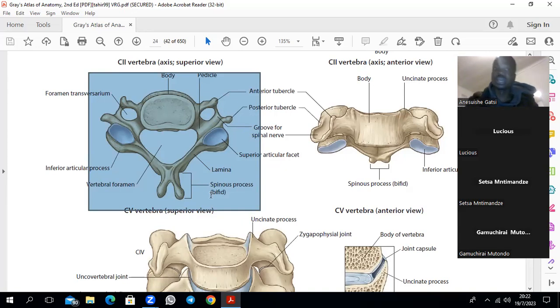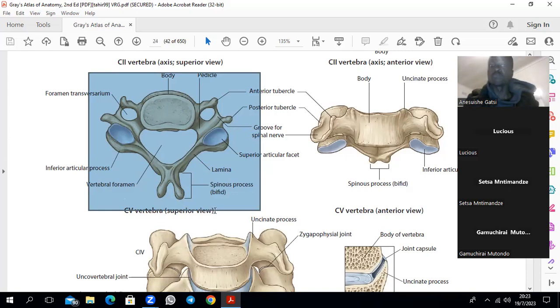Right. Then I told you about the spine. Only cervical vertebral spine will be short and bifid. Right. Only cervical vertebrae have a bifid spinous process. Bi means two, bifurcate to two. Only that for the cervical region will be divided into two. Right.